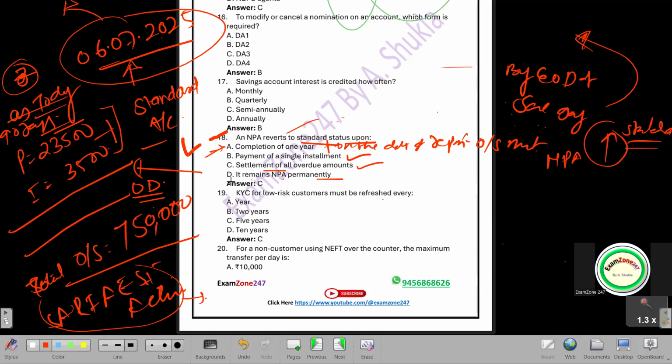See, once SARFAESI action is initiated, it cannot be stopped. It is up to the bank whether the bank stops or not, even after depositing the money.